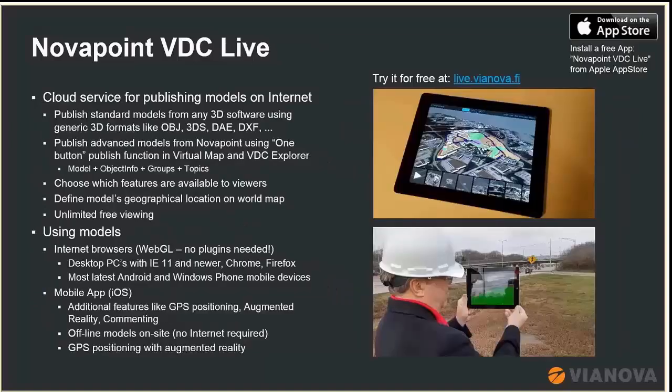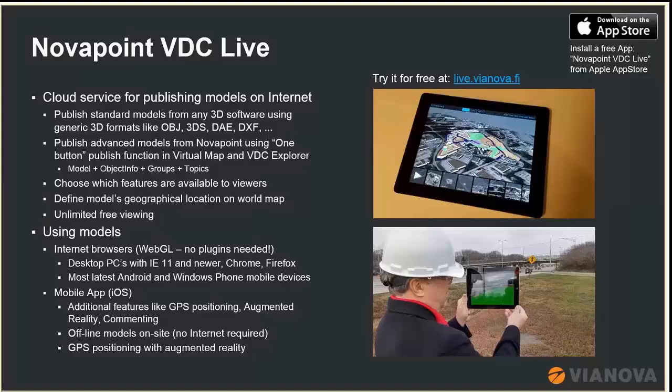With VDC Live we also try to be a bit generic, so you can publish models from Virtual Map and VDC Explorer, but you can also import generic 3D presentation formats like OBJ and Collada. That means you can use VDC Live with any other design system like ArchiCAD, Revit, visualization software, and so on. So if you want to publish your models on the internet, you can just upload the model to VDC Live.